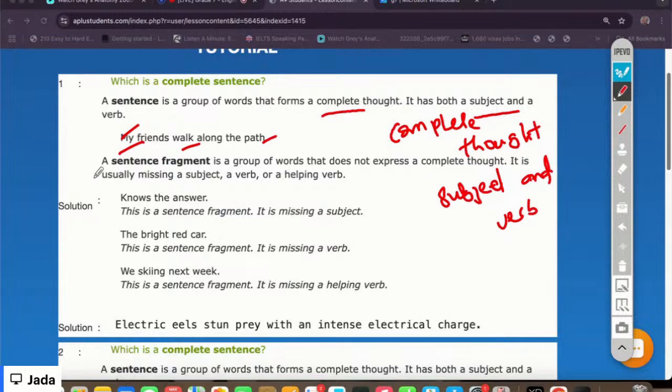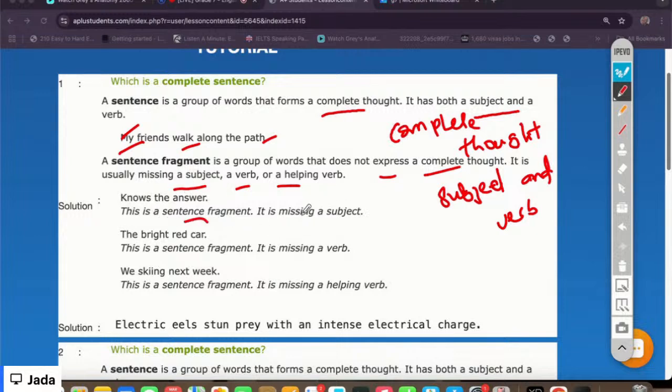All right, so next up we have sentence fragment. A sentence fragment is a group of words that does not express a complete thought. It is usually missing a subject, verb, or helping verb. So the sentence fragment doesn't form a complete thought, and it's usually missing either a subject, a verb, or a helping verb.